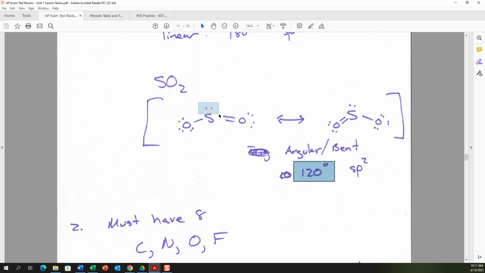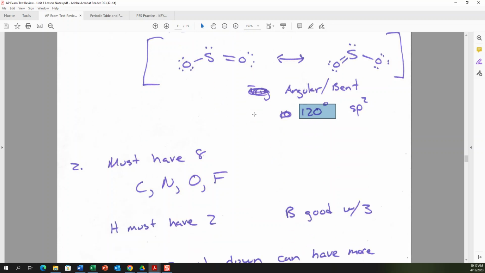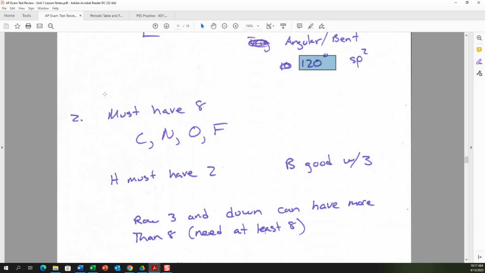Now you could say 118 because you have a lone pair there instead of a bond, but remember, with 3 domains you can always just say 120 for the bond angle. And again, I have my resonance structures. Okay. So when you're drawing your dot structures, remember your must-have eights.